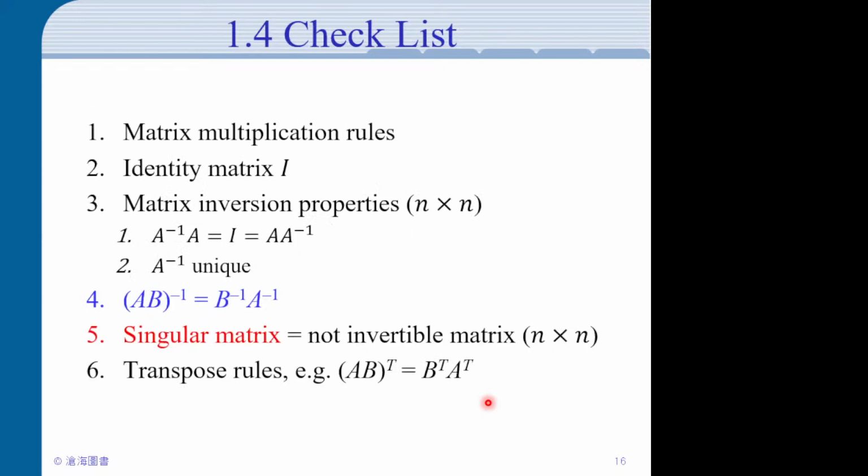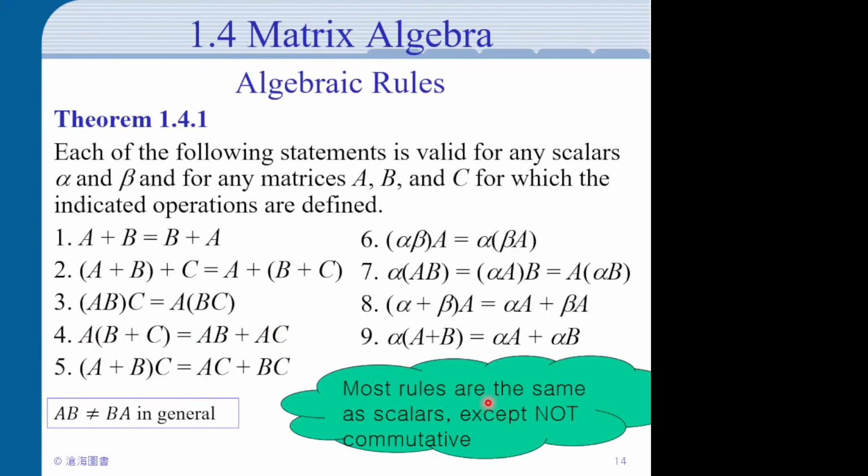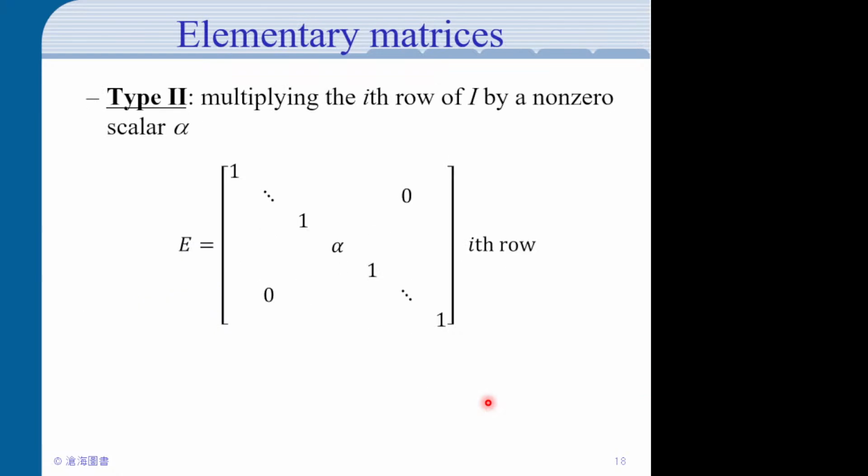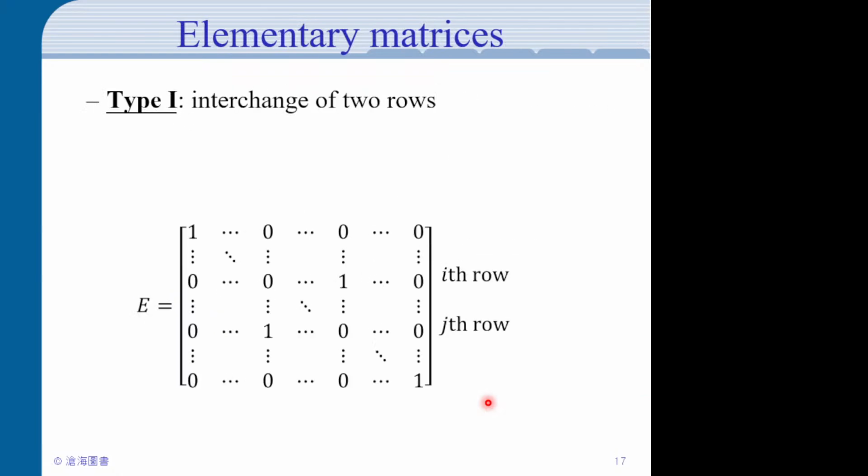Okay, so that's a little digression. Then let's get back to Gaussian elimination. We defined Gaussian elimination in this matrix form. We define the elementary matrices, and there are three of them.